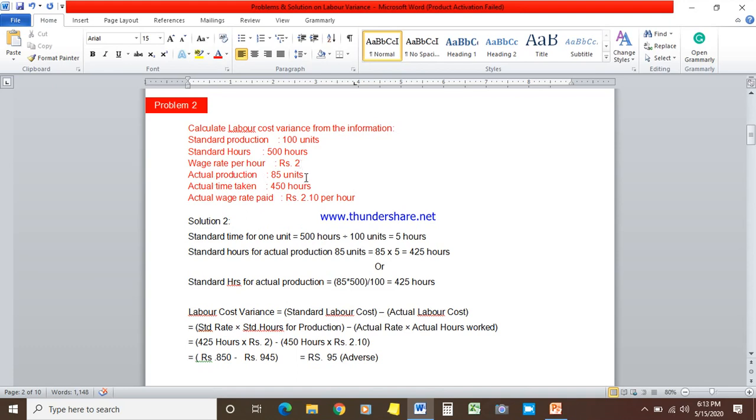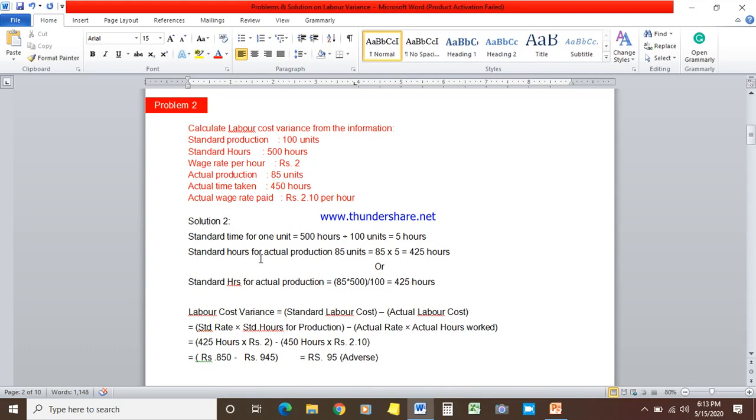So where actual production is taken as 85 units. What is the working note that we are supposed to do before calculating the labor cost variance in this problem? When you know that the standard production is 100 units and the standard hours is 500 hours, for every 1 unit, what is the standard time the labor has to utilize? So divide the standard hours by the standard production, we get 5 hours. So once you know this, 5 hours is the standard time for 1 unit.